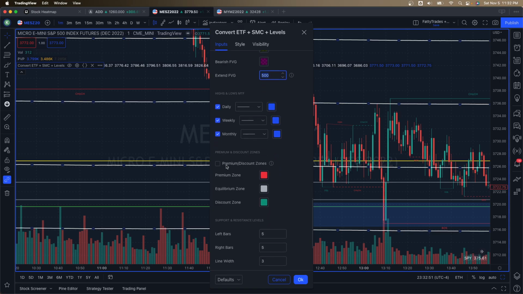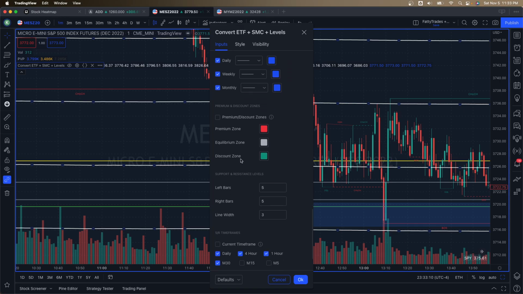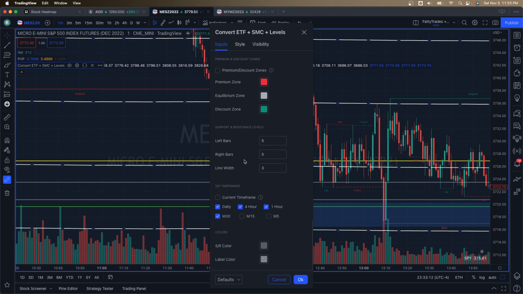Now I choose to leave this off, but the premium and discount zone uses Fibonaccis to help you determine if you're in a discount zone, it's a good time to buy or exit shorts, or if you're in a premium zone, it's a good time to sell or exit longs. And it uses Fibonacci to determine that. Again, I leave it off, but it is very useful for smart money concepts. And then lastly, I have it go through and I edit this indicator. It looks at these time frames. It looks at the daily, the 4-hour, the 1-hour, and the 30-minute by default.